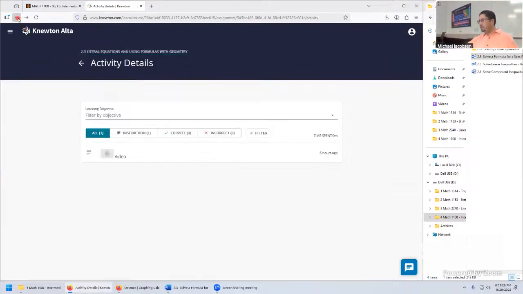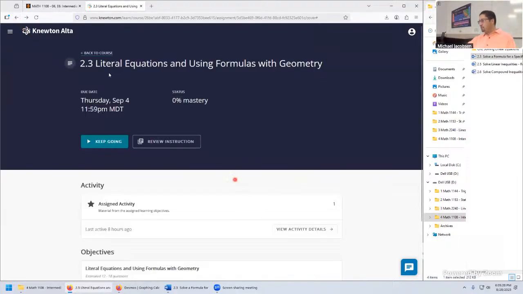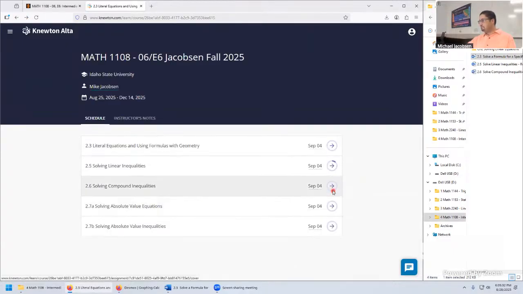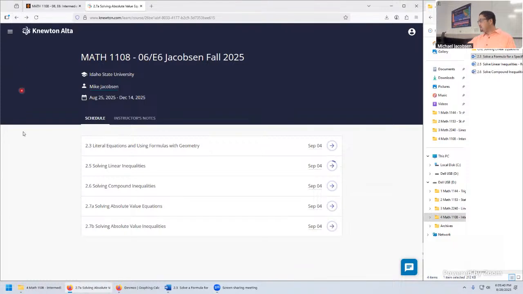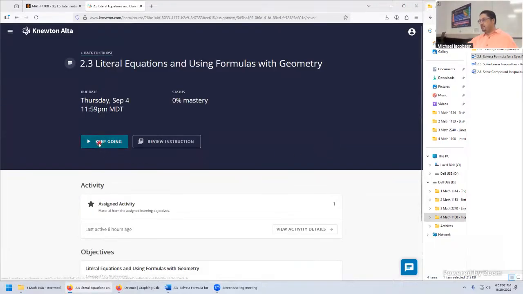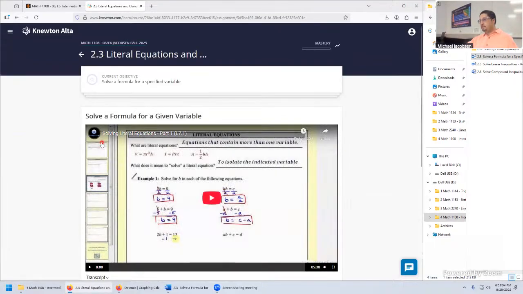So if you were in one you've never clicked on before, let me back up just a little bit. I don't think I clicked on 2.7 just yet. It would say a start arrow, a start indication here already. Some students in the class have already been inside here and trying this out. So if you've been working through these, this might be a little bit boring, but good on you for being proactive. So let me click on section 2.3, click on keep going.